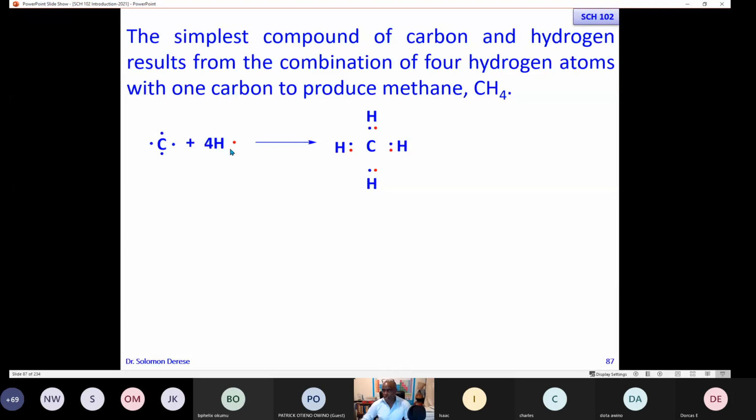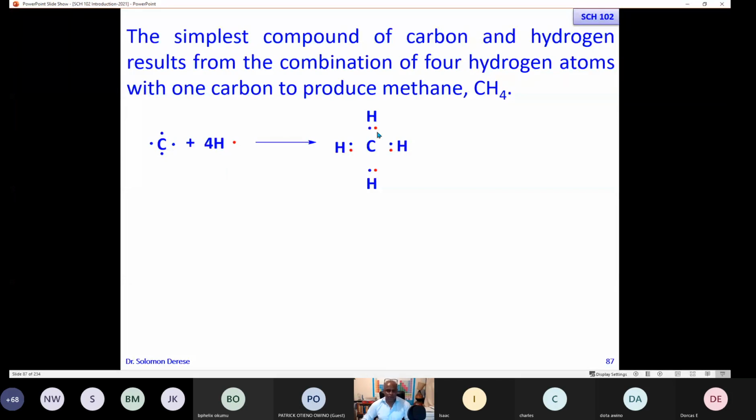And then hydrogen has 1 electron in its valence shell. So now there's going to be a chemical bond between carbon and hydrogen. The reason why they are going to react with one another is that each of them, the carbon as well as the 4 hydrogens, will have or want to have an octet of electrons.